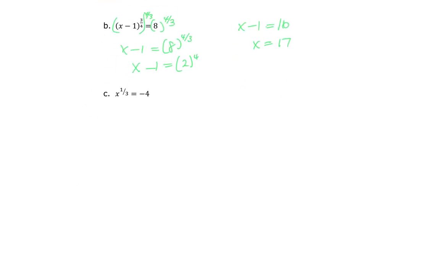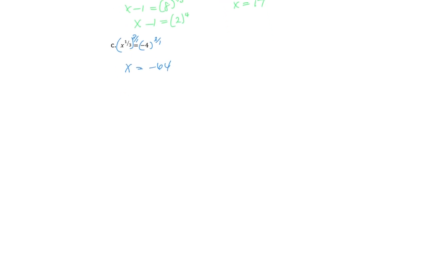Lastly, I'm going to multiply both sides by 3 over 1. So I have x is equal to negative 64. And that's it for this video. I should actually check all of these, but I'll let you check them. We'll see you in class.